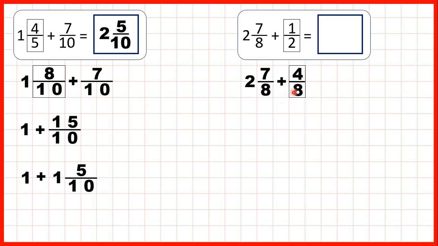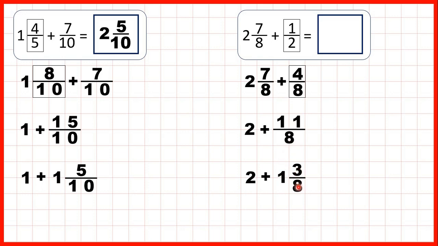But now when we add our fractions, we'll get a total of more than 1. Remember, the denominator stays the same, and 7 plus 4 is 11. So we still have our 2 wholes, but we need to add 11/8 to that. We can't write 2 11/8 as our answer, because we can't have an improper fraction in a mixed number. So we need to change 11/8 into a mixed number.